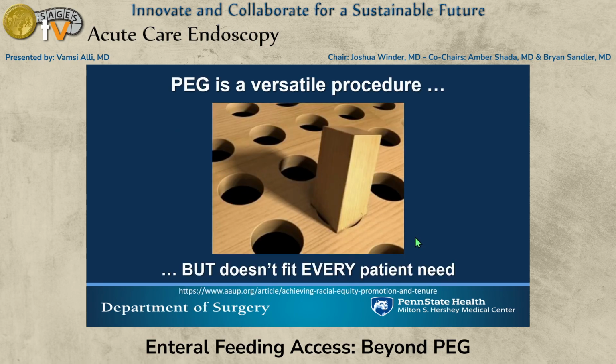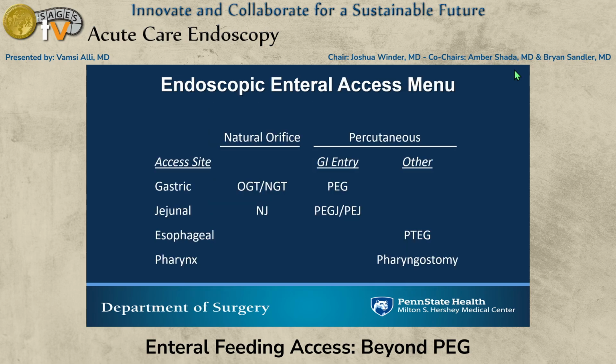So we're all in the room familiar with PEG placement. It is a versatile procedure, but it doesn't really fit all patient needs and scenarios. So I'm going to talk about a variety of enteral feeding access options, from things that are a little bit more routine to things that are a little bit rare in terms of indication. All of these, except for the last two, are endoscopic dependent, and the last two are endoscopic adjacent, which can be done in a variety of different formats.